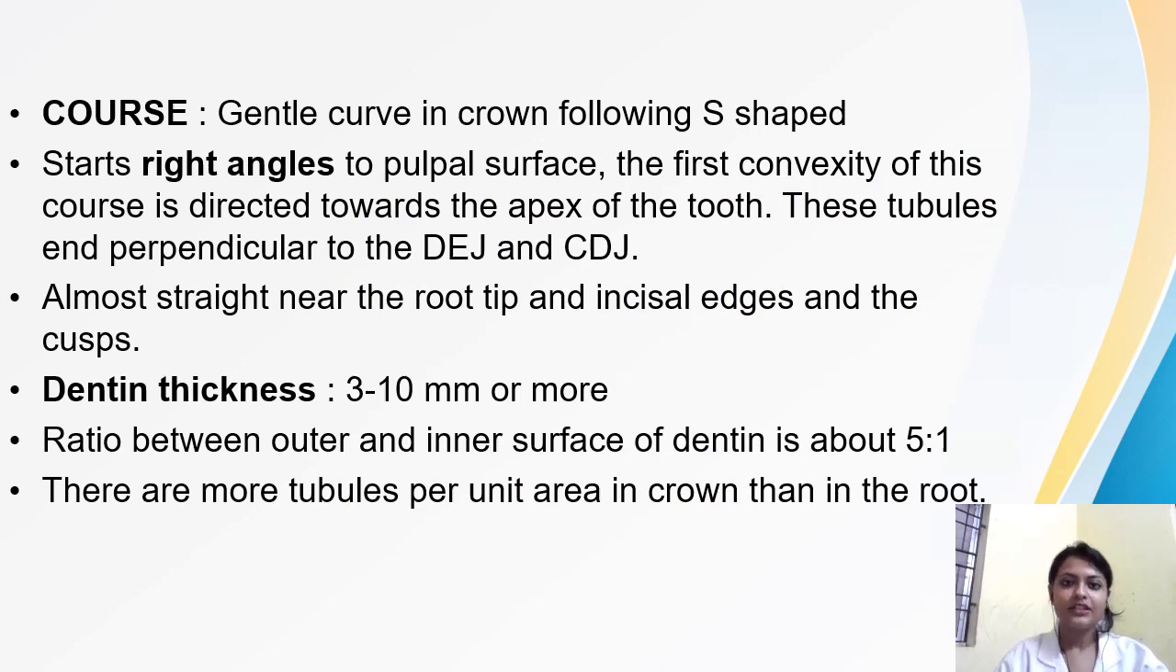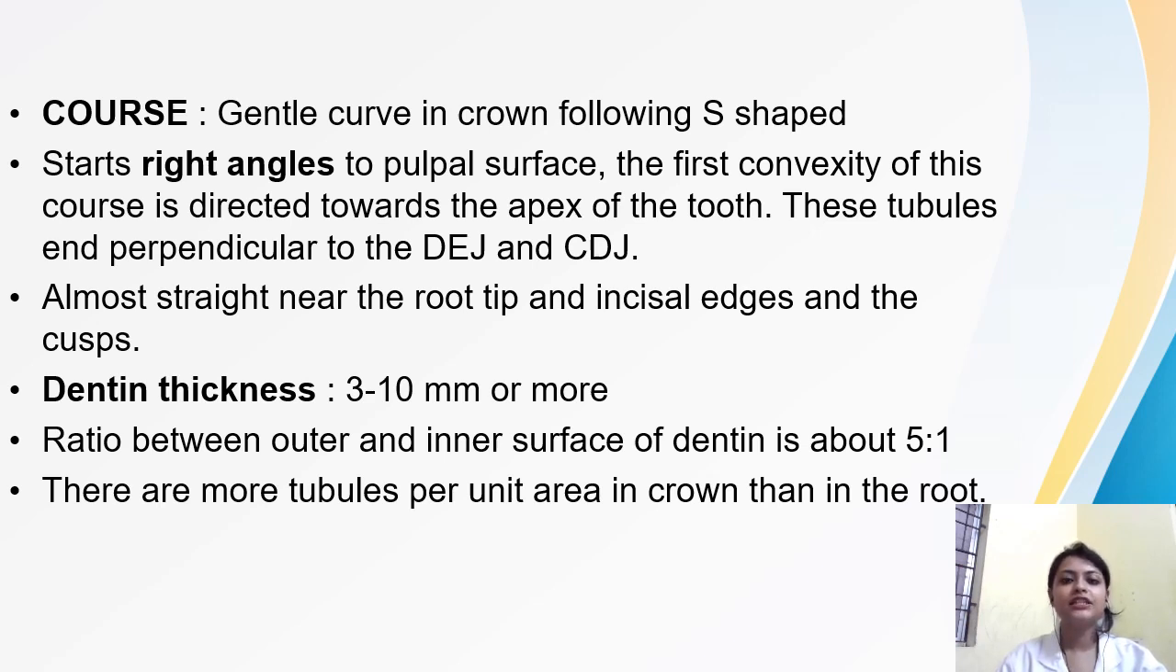Now of course, there is a gentle curve in an S shape. Whenever we draw the diagrams in histology, we all draw that S shape. This is nothing but the shape of the dentinal tubules. It starts at right angles to the pulpal surface. The first convexity of the curves is directed towards the apex of the tooth. These tubules end perpendicular to the DEJ and CDJ, the dentin-enamel junction and cementodentinal junction. They are almost straight near the root tip and incisal edges at the cusp. So the cusps and the root tip will be almost straight.